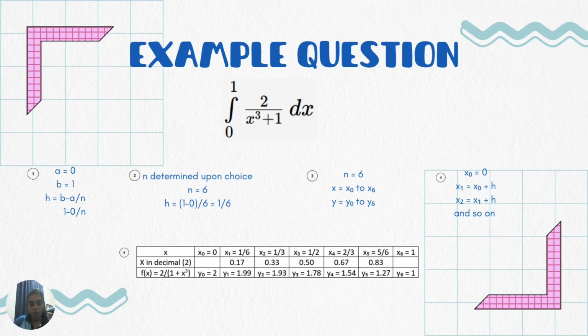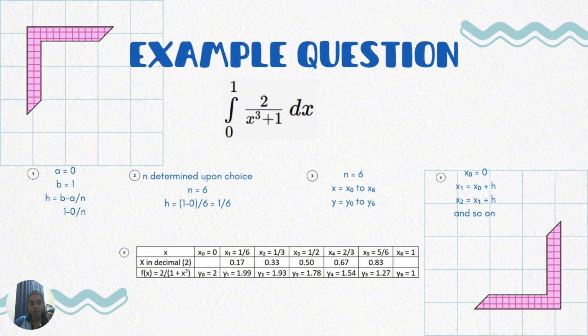To find the value of y, we have to substitute the value of x into the equation, where the equation is 2 over 1 plus x to the power of 3. So for y0, we have to substitute the value of x0, which is 0, into the equation, which will give us the answer 2. We have to follow this exact same method for all the y's till y6. Once we have found all the values of x and y, we have to convert the values of x to two decimal point values, which will make it easier for us to solve the problem later.